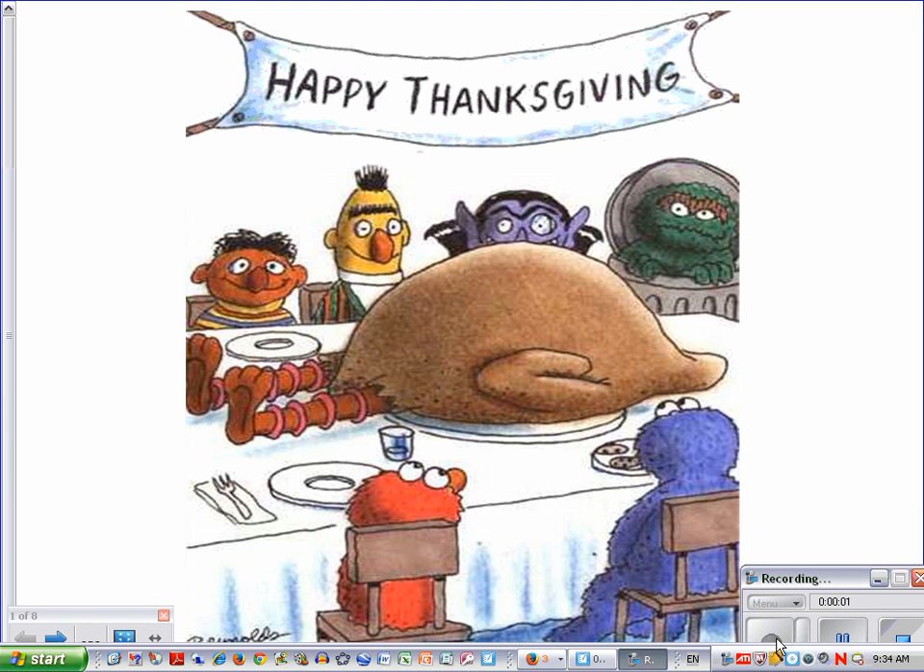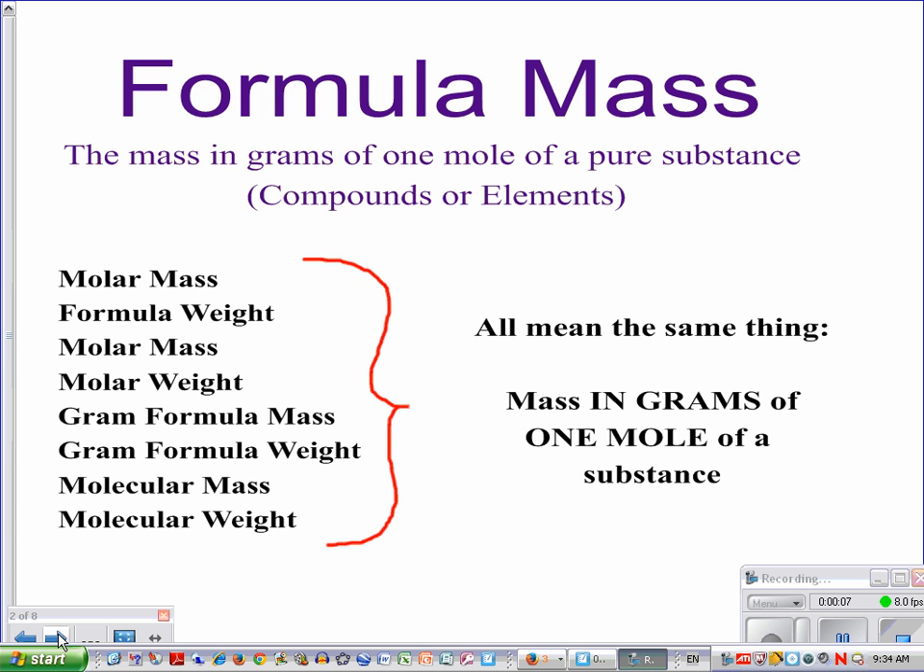We're starting our last unit of the semester, and we're going to start looking at something known as mole calculations. But before we do that, today what we're going to focus on is something known as formula mass and then also percent composition.